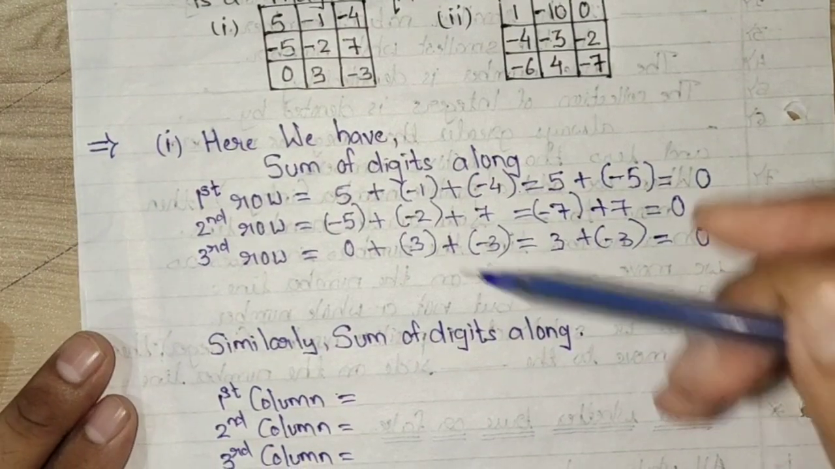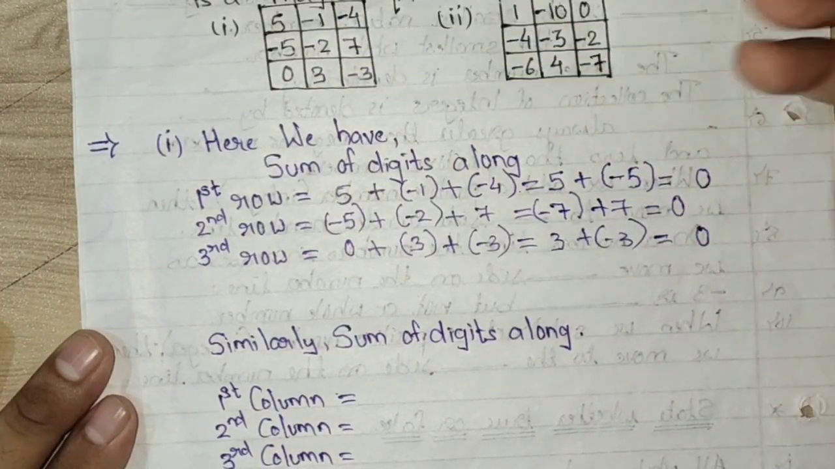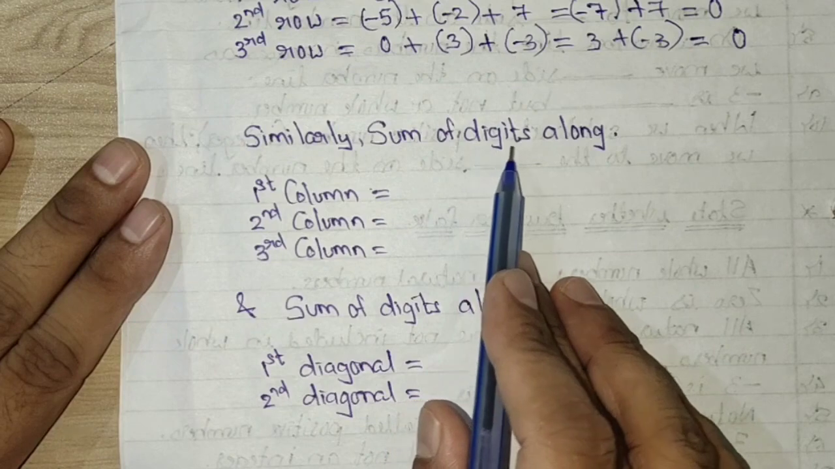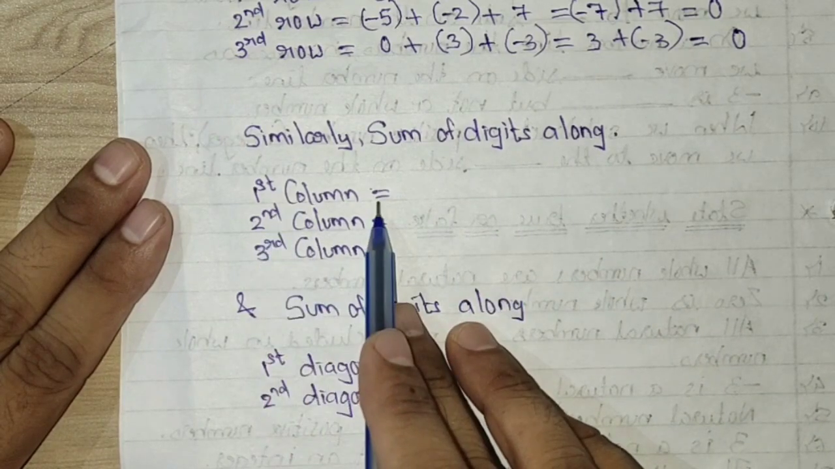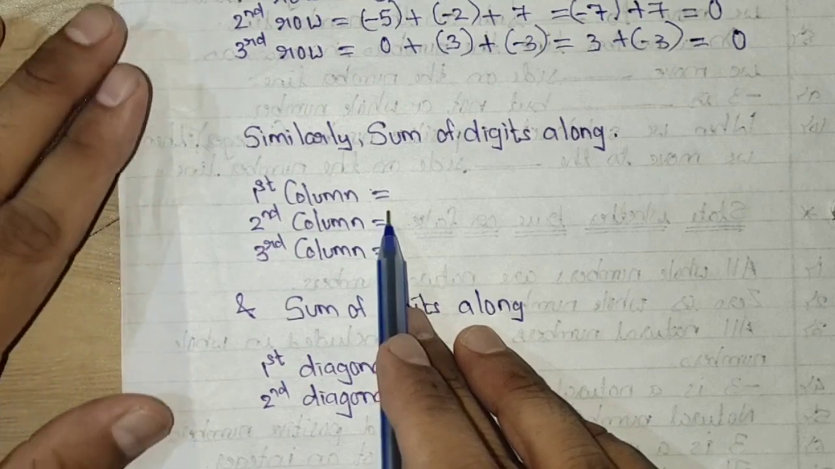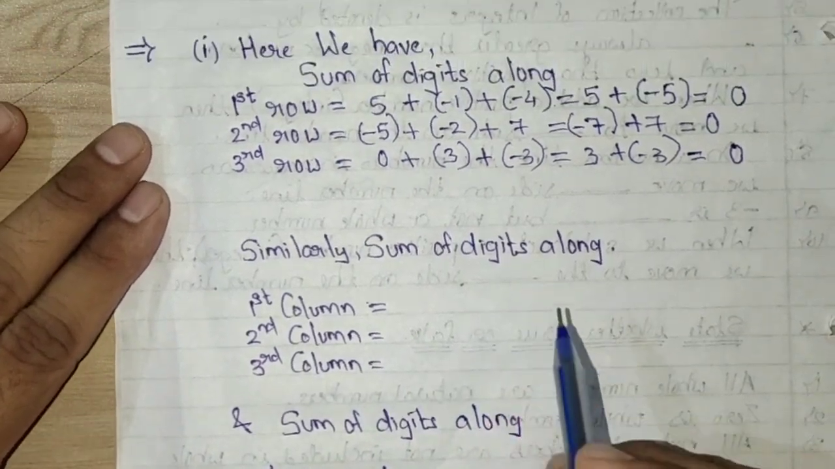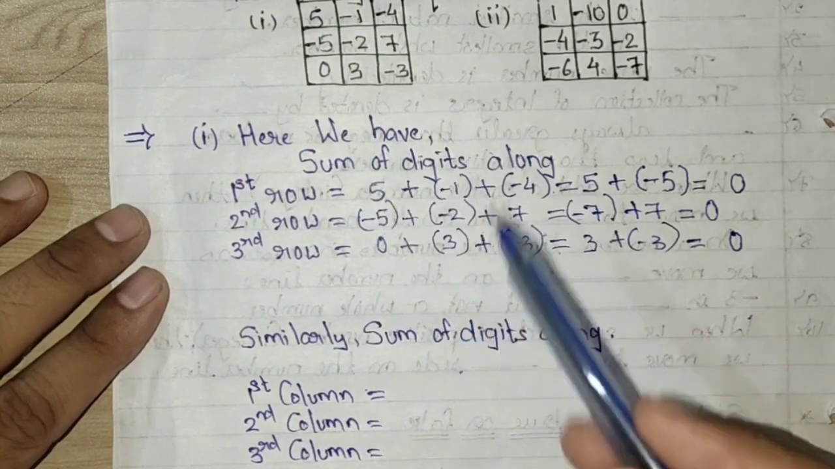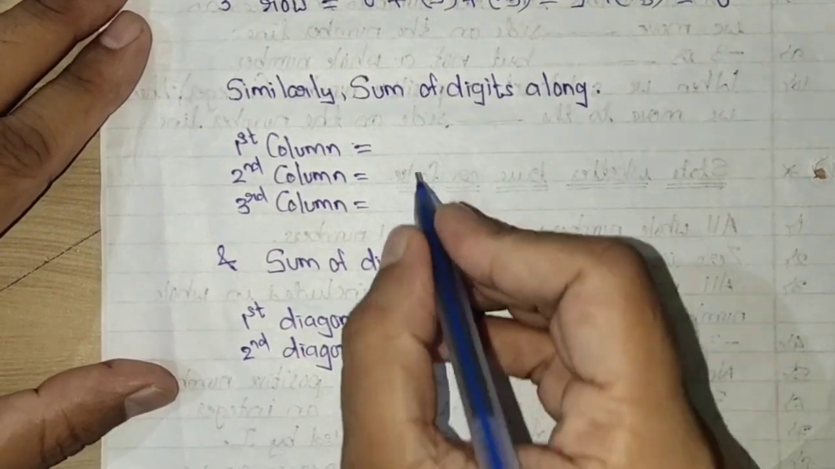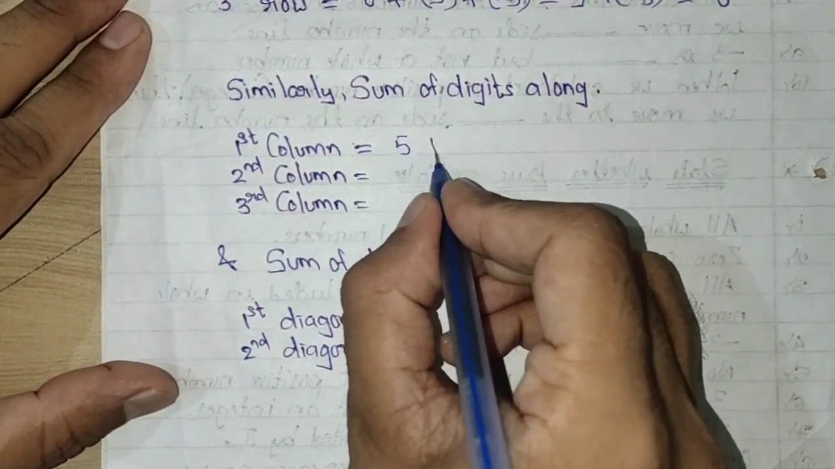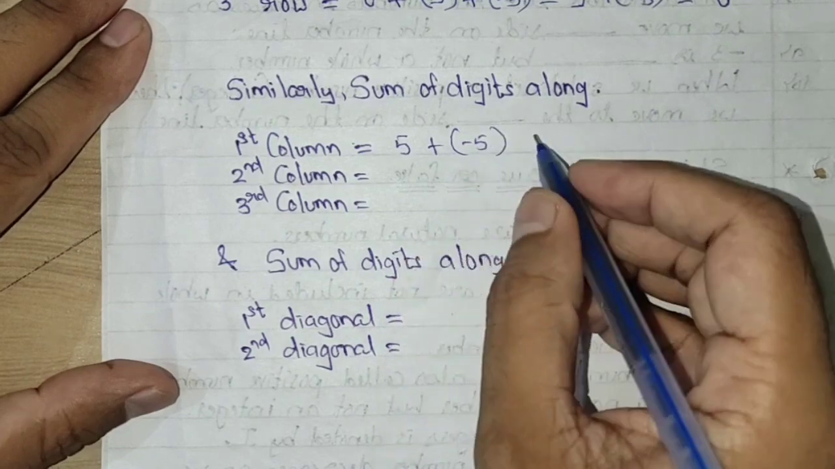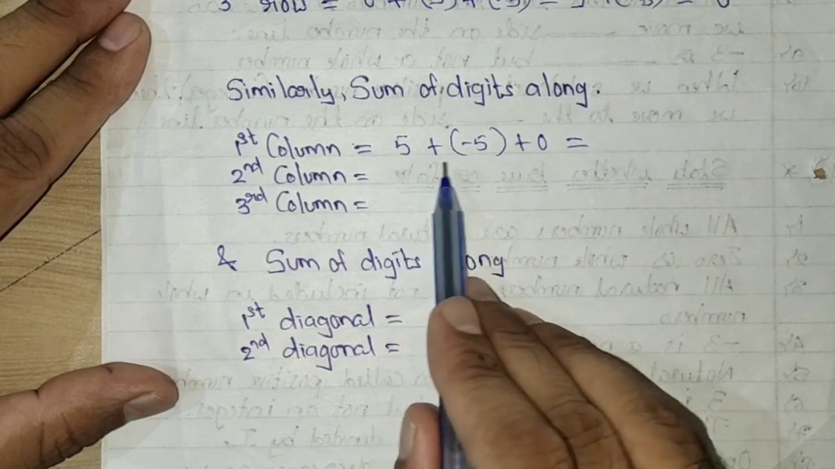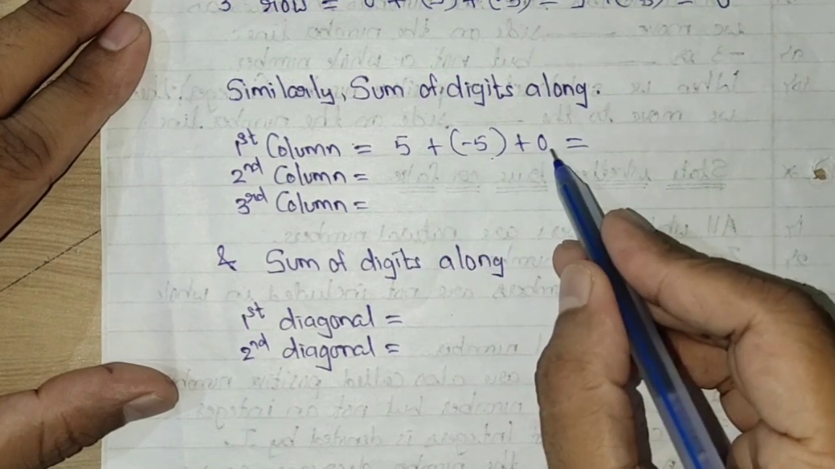Now let us move to the 3 columns, first, second and third column. So we will write similarly sum of digits along first column. Now in first column, which digits are there? Let me see. 5, minus 5 and 0. So we are adding them. 5 plus minus 5 and then 0. So on adding, 0 will be removed.